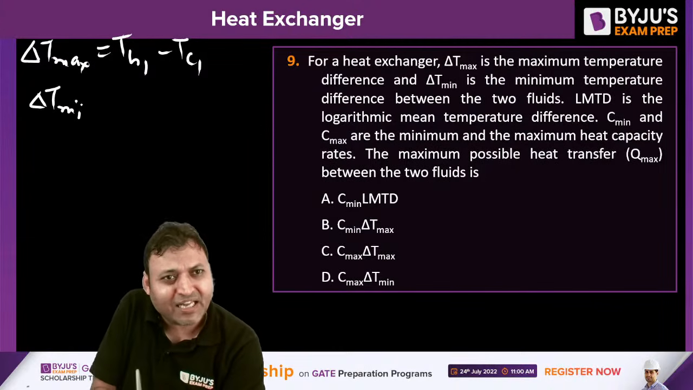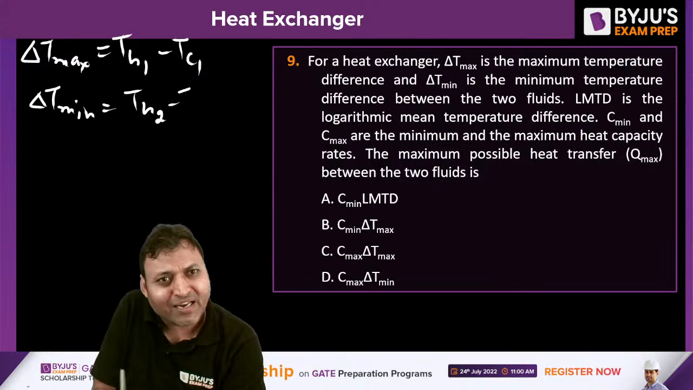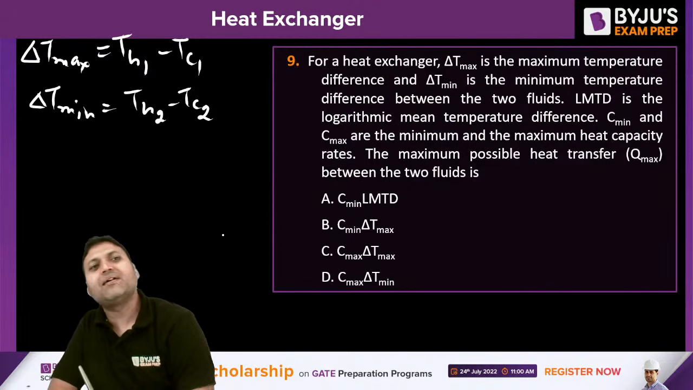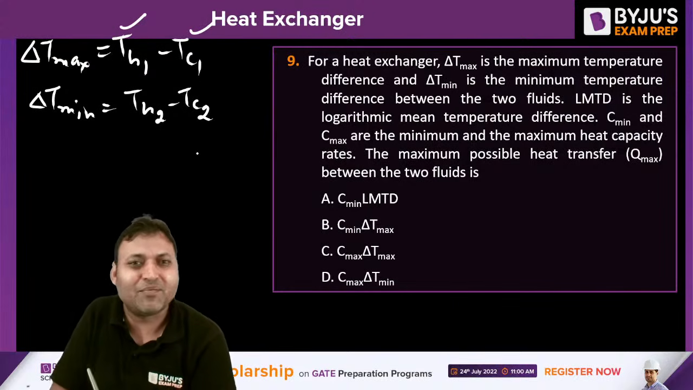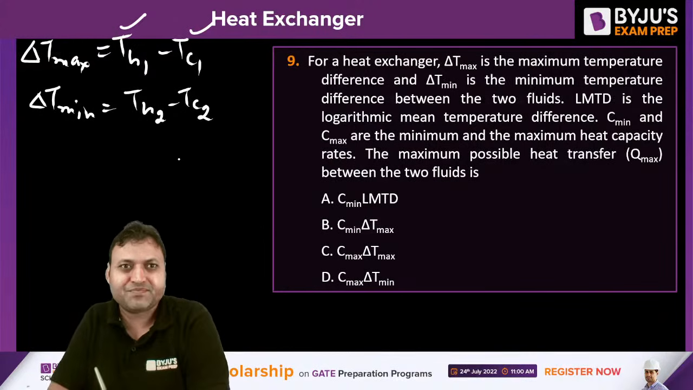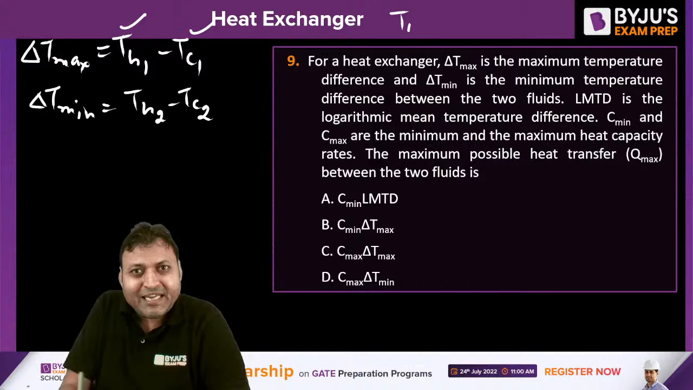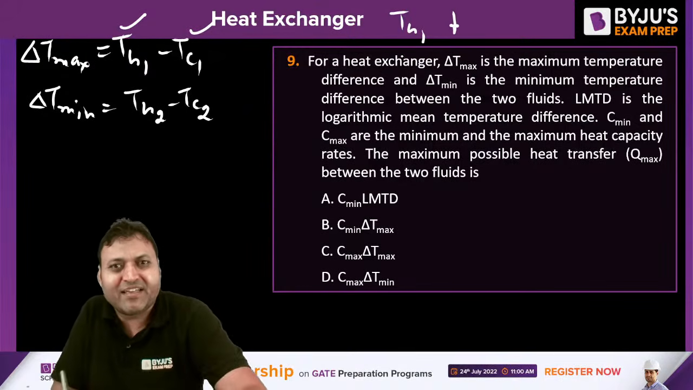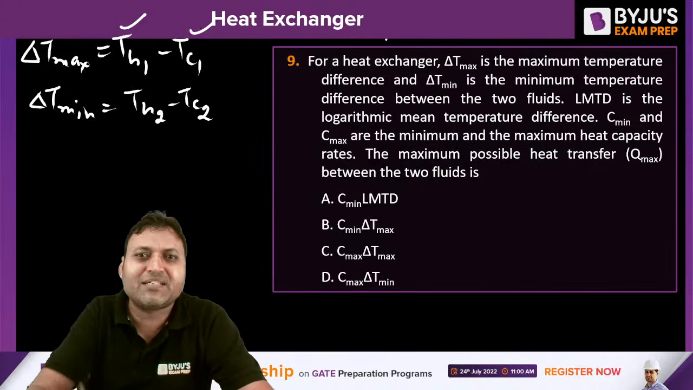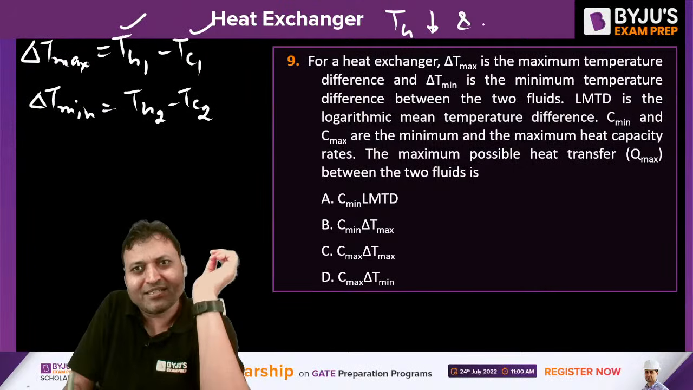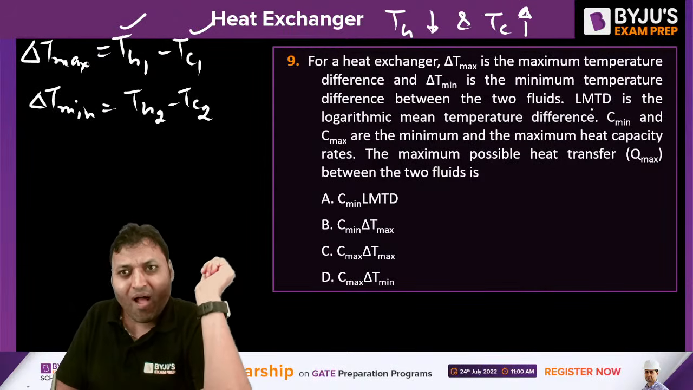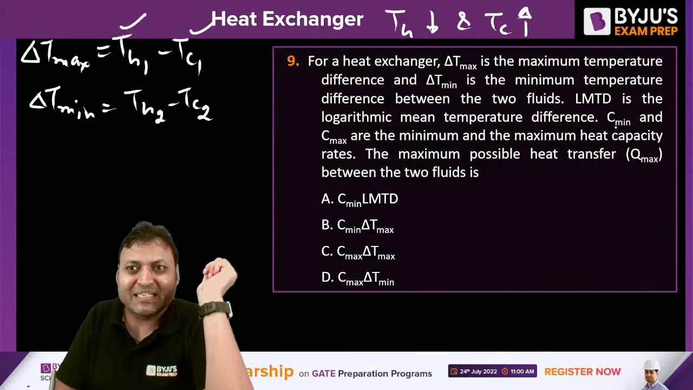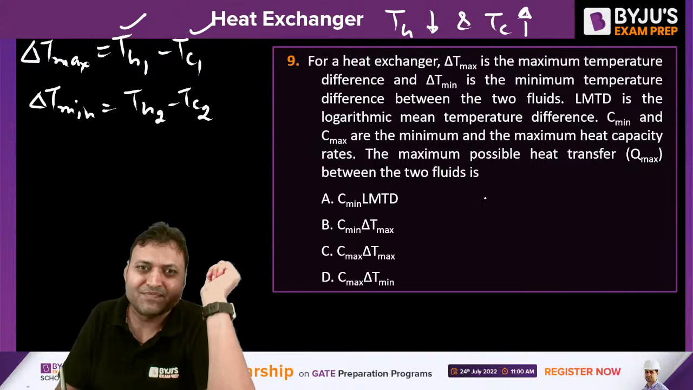And what is delta T minimum? That is Th2 minus Tc2. These are the maximum and minimum temperature differences. Th1 is the highest and Tc1 is the lowest temperature in the heat exchanger, because the hot fluid temperature decreases in the heat exchanger while the cold fluid temperature increases. LMTD is the log mean temperature difference. C minimum and C maximum are the minimum and maximum heat capacity rates.